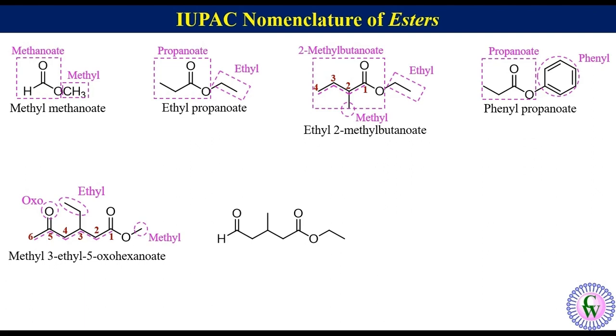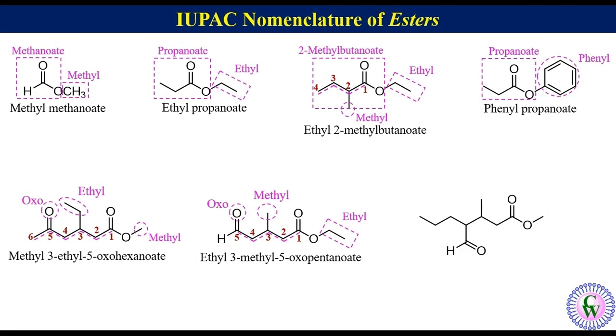Now a molecule with ester and aldehyde. Here, R' is ethyl. In the carboxylate part, the parent chain has 5 carbon atoms. Numbering will be 1, 2, 3, 4 and 5. There is a methyl group at C3. Since the aldehyde is also part of the parent chain, only the oxygen will be treated as a substituent called oxo. So the IUPAC name will be ethyl 3-methyl 5-oxo pentanoate.